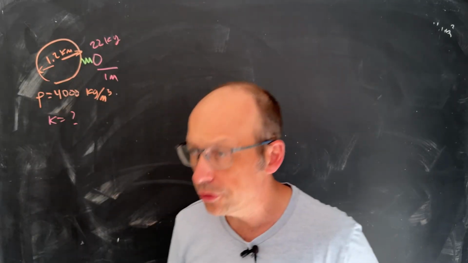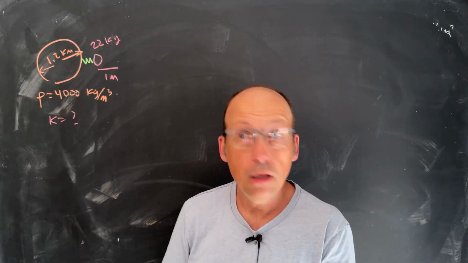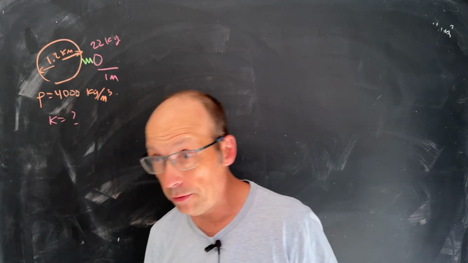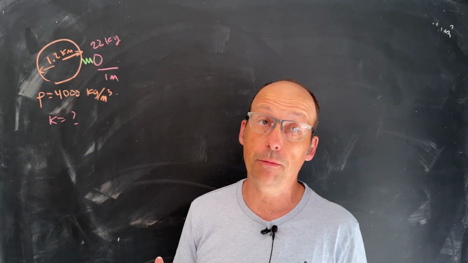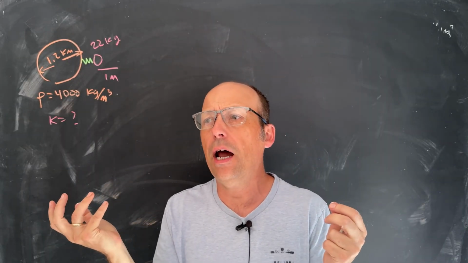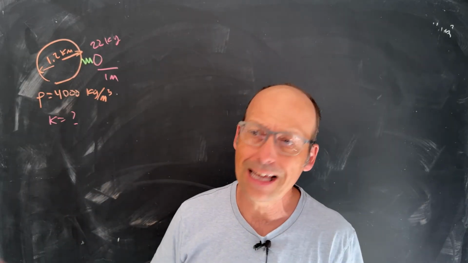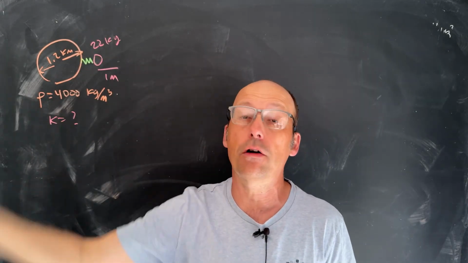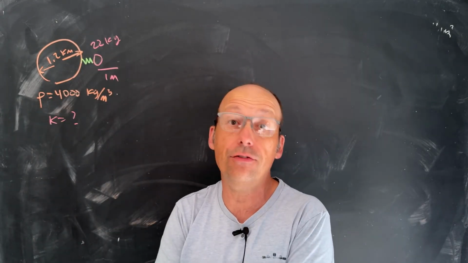Here is a work energy problem that I made up. Imagine that you have an asteroid with a 1.2 kilometer diameter and a density of 4,000 kilograms per cubic meter. That's a little bit higher than normal rock, which is around 3,000 kilograms per cubic meter. But anyway, you have a package that you want to launch from the asteroid so that it escapes.